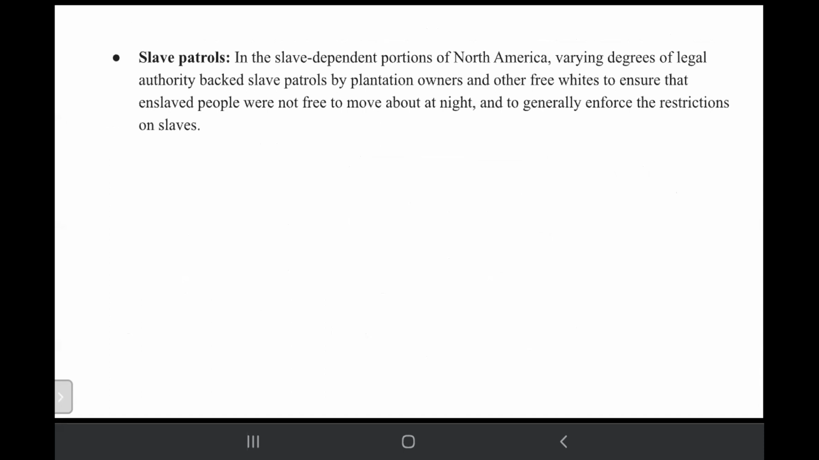Slave patrols. In the slave-dependent portions of North America, varying degrees of legal authority backed slave patrols by plantation owners and other free whites to ensure that enslaved people were not free to move about at night and to generally enforce the restrictions on slaves.